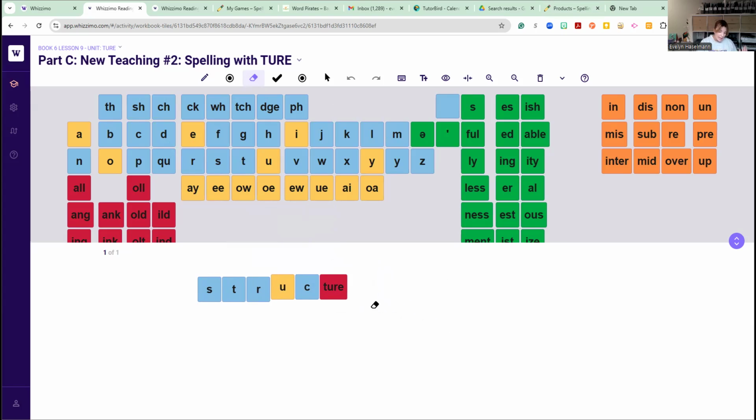And then we talk about adding different suffixes. So if this was structure to structural, you would have to drop your silent E on there because the silent E is just simply silent. It's not doing anything anymore. So if you're adding a vowel suffix, you will be dropping that silent E. So structural.